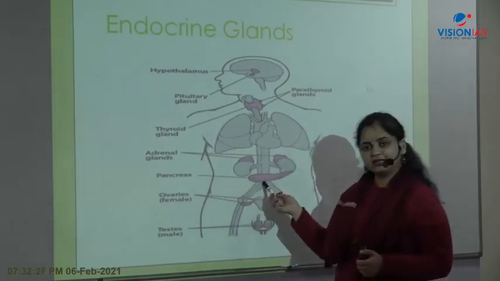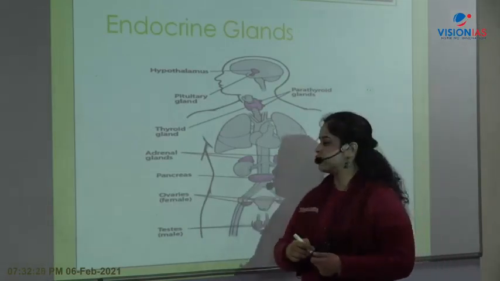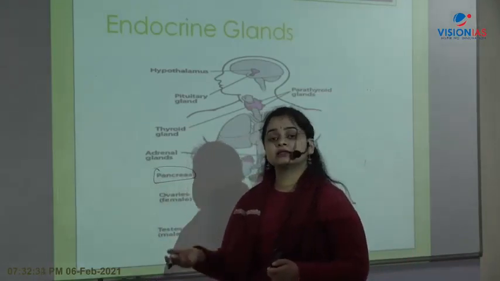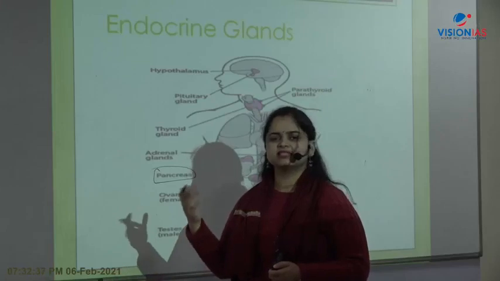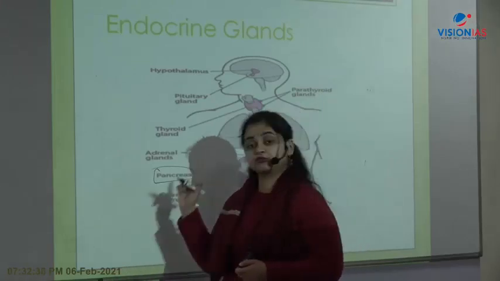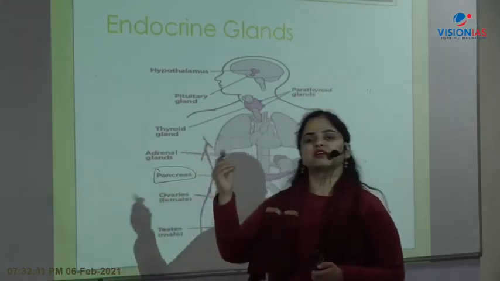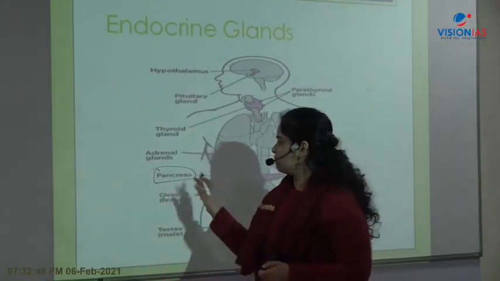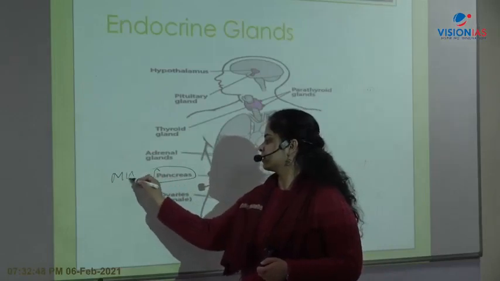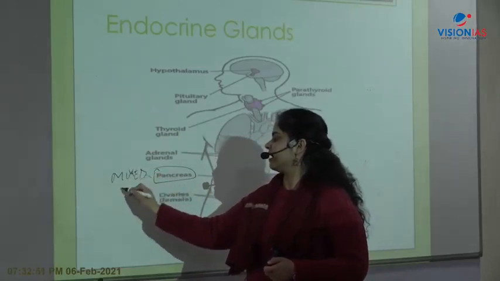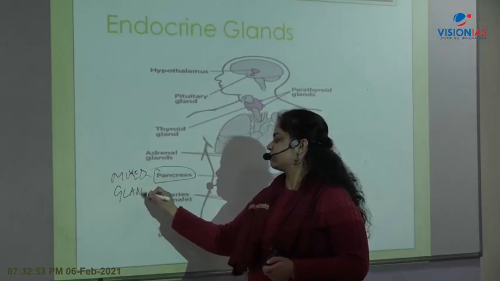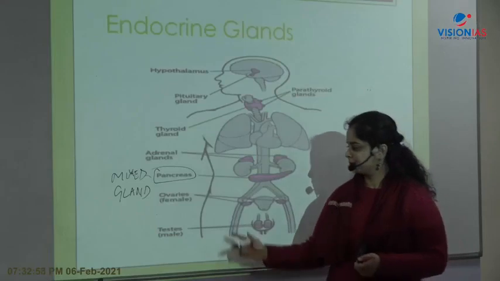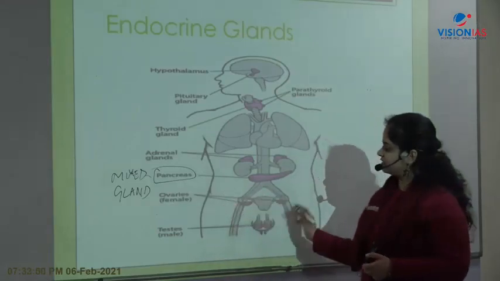After this, pancreas. Now pancreas is one special gland. If you remember, we saw that pancreas is producing enzymes also, and it is producing hormones also. So both exocrine and endocrine. It is called a mixed gland, because it has both exocrine and endocrine parts. After this you have ovaries and testes.